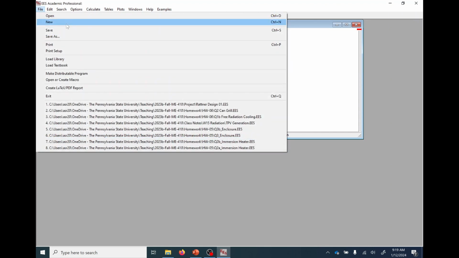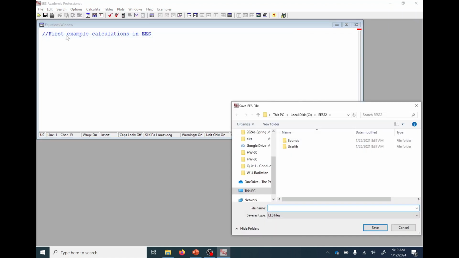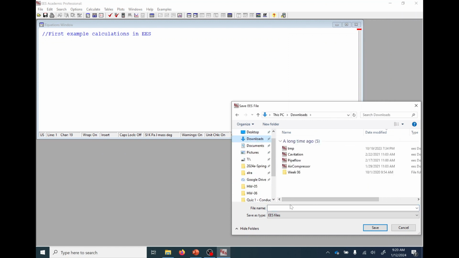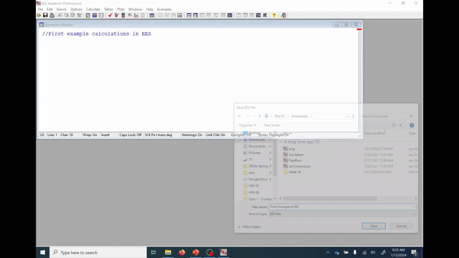So let's save our program, which is something you should always do frequently. Let's save this somewhere on this computer. This is going to be just a first example in EES. It's always a good idea to save to the cloud as well, just in case there's ever an issue with your current computer and you lose your data. So let's give it a name.